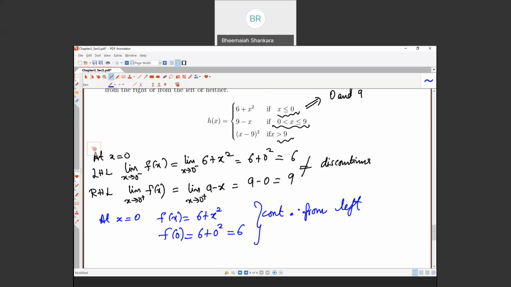If you try to draw a rough graph, from negative infinity to infinity, approaching like this from the left towards 0, and then you have a straight line, you see a jump. The function is not continuous as a whole, but it is continuous when it's coming from the left. This is just a sketch of the graph.